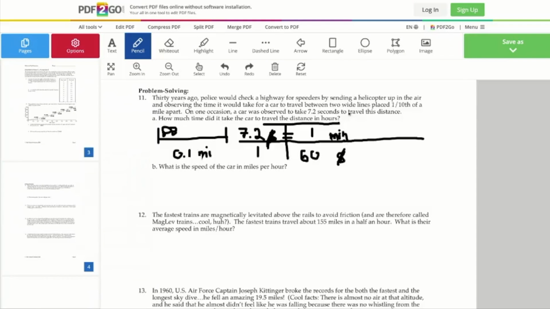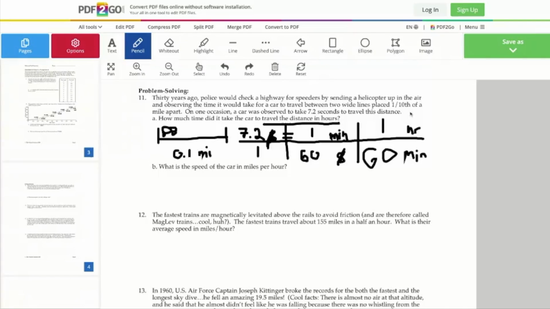Now our ultimate final unit is hours, so we want to get rid of that minute. So we're going to put minute on the bottom again and hour on top. So in 1 hour, how many minutes are there? There's 60. So now we can just multiply the top and then divide by whatever's on the bottom. So we can do 7.2 divided by 60 divided by 60.